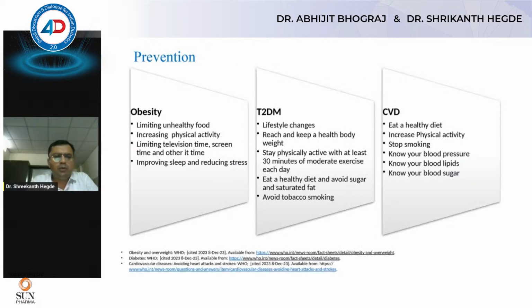So the important thing is, how do we prevent this? Prevention is always better than cure. Prevent obesity by limiting unhealthy food, increasing physical activity, limiting television and screen time, improving sleep, and reducing stress. How do we prevent type 2 diabetes? It all remains the same. All the modalities of prevention remain the same: lifestyle changes, reaching a healthy body weight category, staying physically active with at least 30 minutes of moderate activity, a healthy diet, and avoiding tobacco smoking.